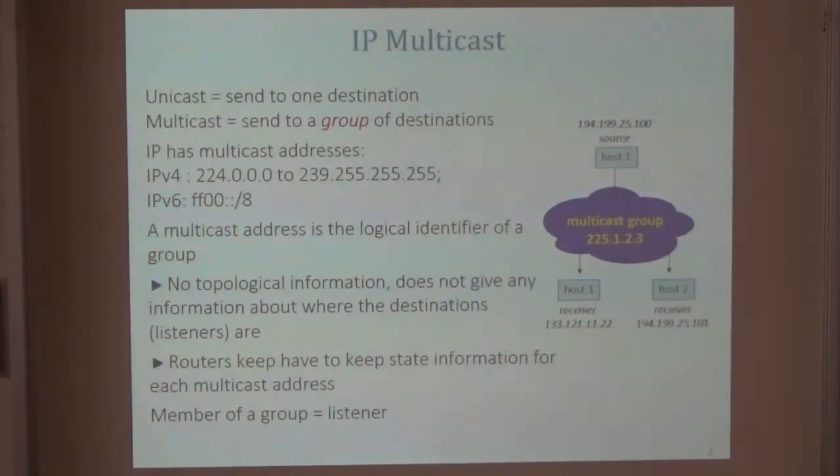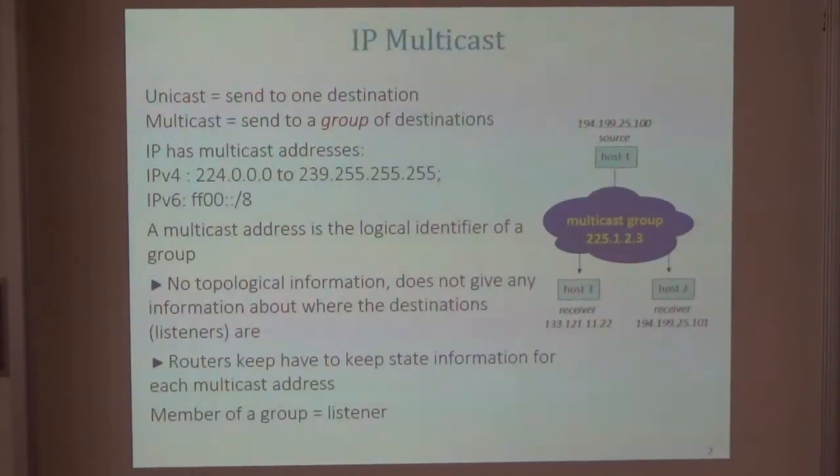For this, in IP addressing schemes, both IPv4 and IPv6, there is a reserved set of addresses that are multicast. For IPv6, it's very simple. It's FF00/8. That means anything that starts with FF means multicast. In IPv4, it's the block 224 and above.